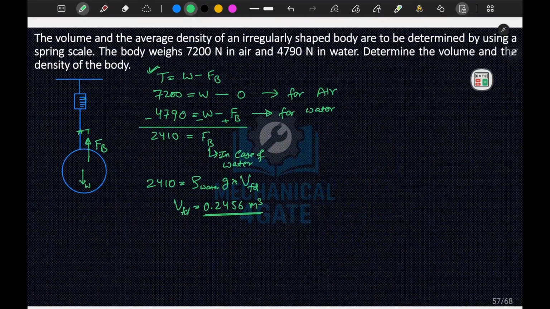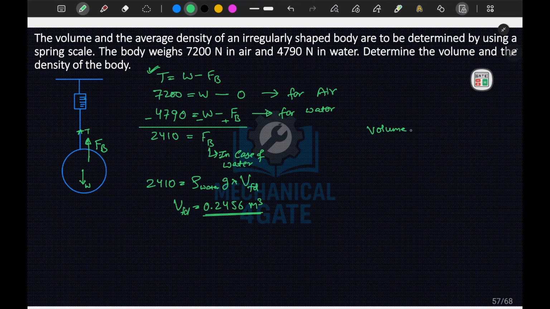It is asked that you have to calculate the volume and average density of the irregular shaped body. So the volume of the body is equal to 0.2456 meter cube. This is the volume of the body. Now we have to calculate the density of the body.